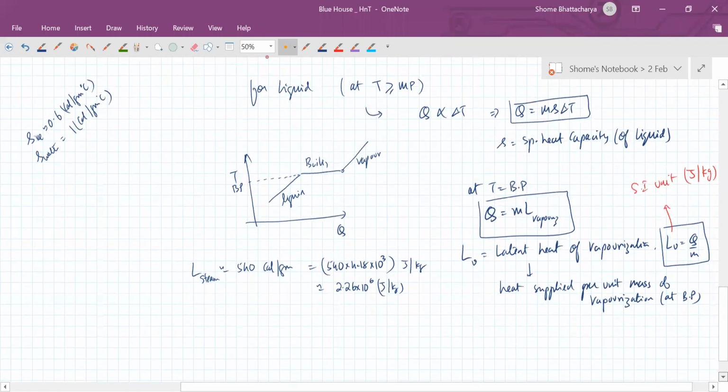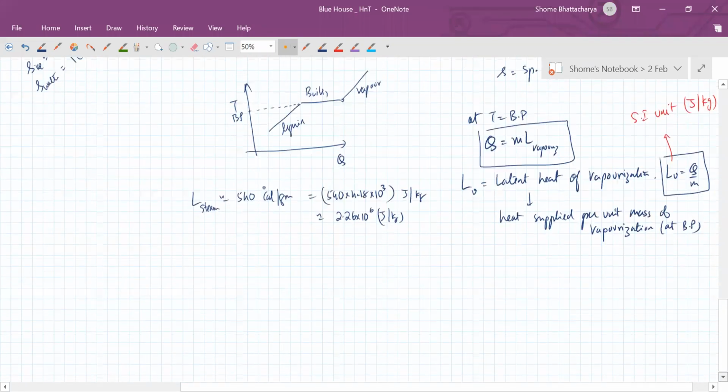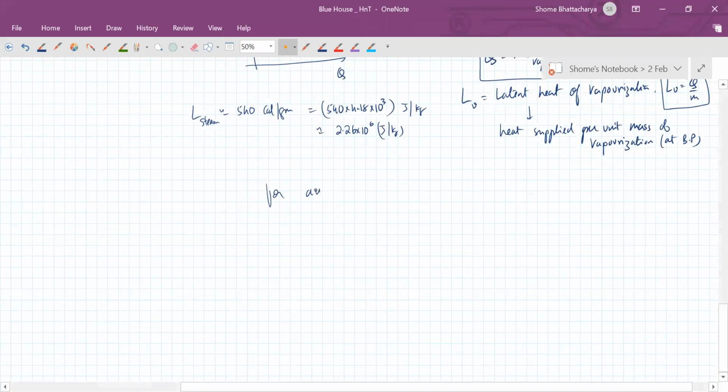Okay, and of course, for any gas or vapor at temperature greater than or equal to the boiling point, Q is again m s delta T.